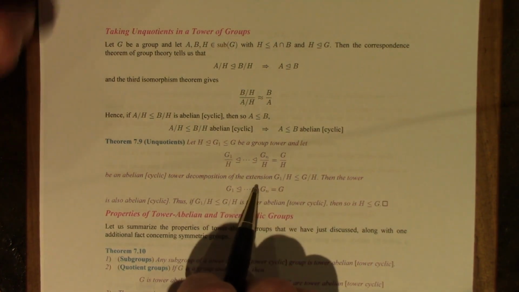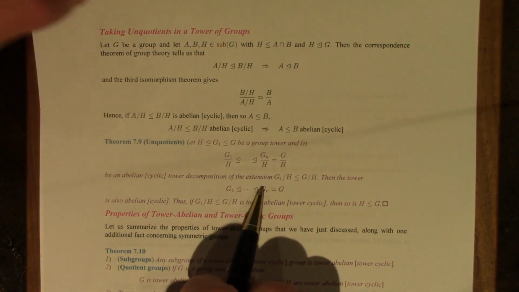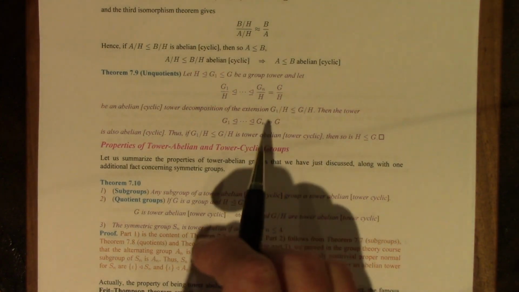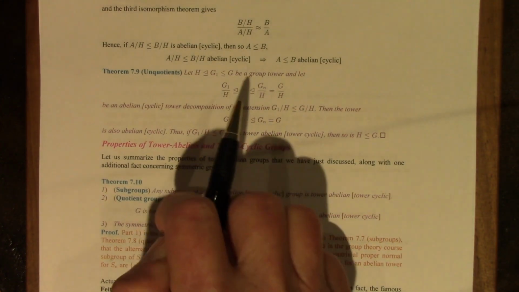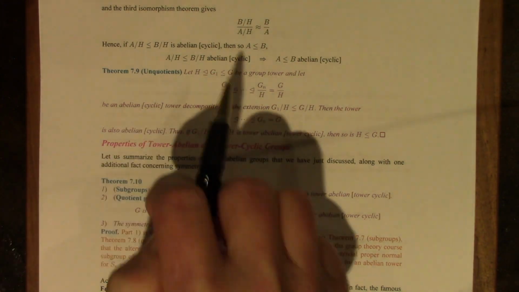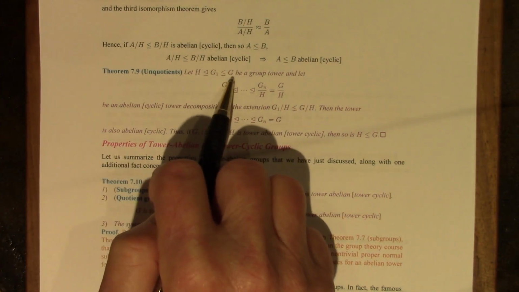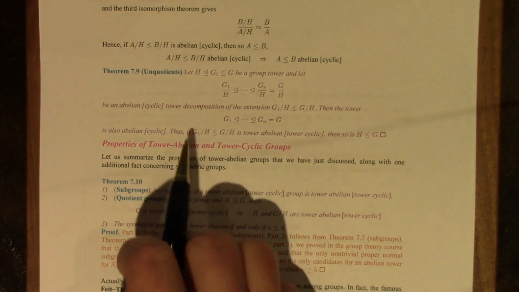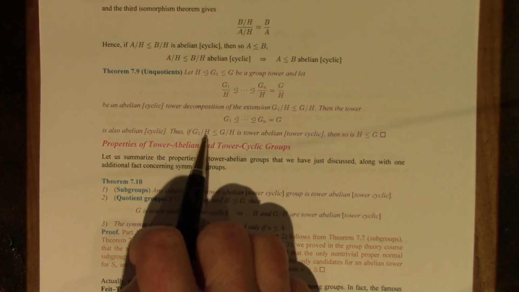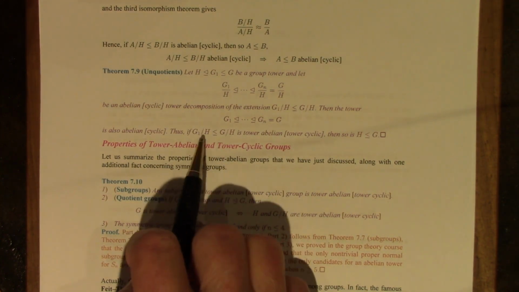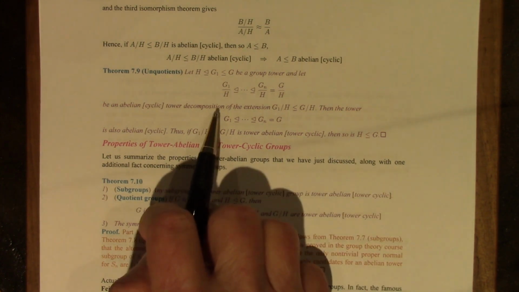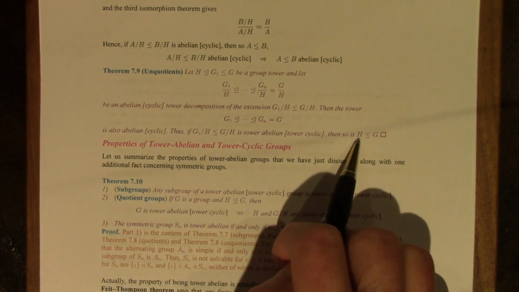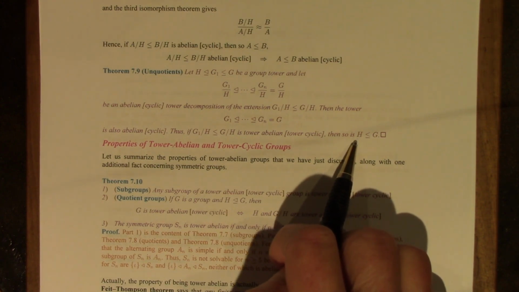And again, we raise that to the tower level. And so what we have is that here we have H normal in G, a subgroup of G. If G mod H is tower abelian, so is G. So when we raise this, the bottom group is H. Okay.